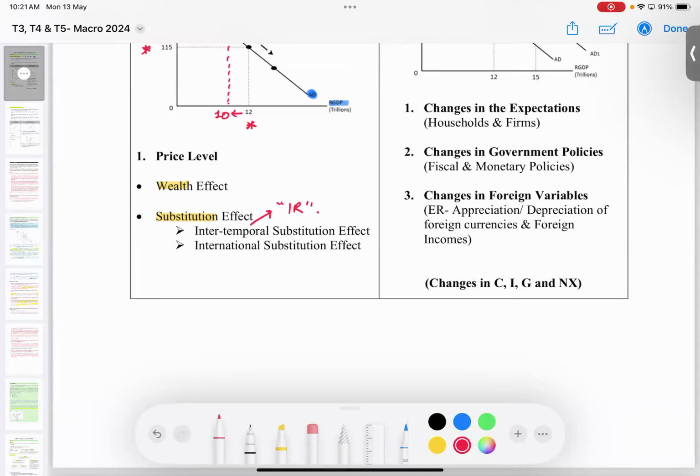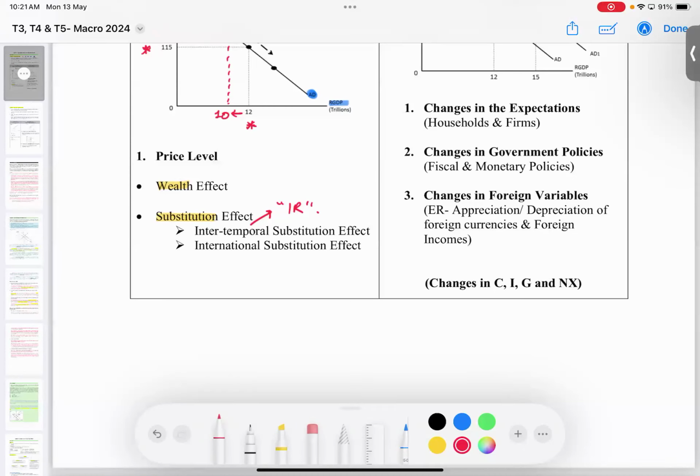Now, when the interest rate is high, that means the cost of borrowing is high. That means you as an individual will not simply spend, and businesses will not simply invest as well, because the cost of borrowing is high. Therefore, there will be a fall in the quantity of real GDP demanded. So that's how you can understand the intertemporal effects.